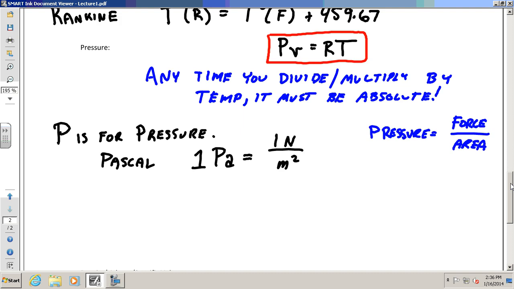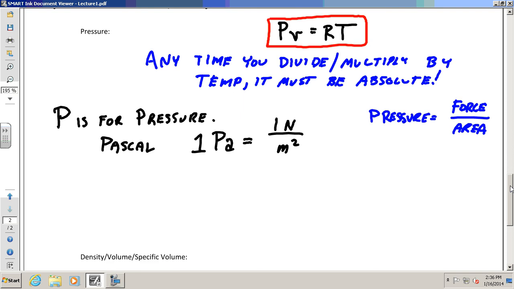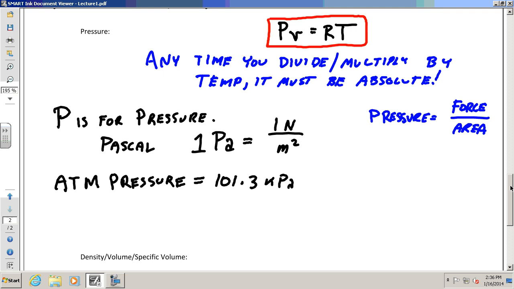But what we're going to be dealing with mainly is kilopascals. In fact, the key thing you need to remember is atmospheric pressure. And again, here's another one of those things that you frankly ought to just memorize. It's not worth not memorizing. Atmospheric pressure at sea level we define as about 101.3 kPa. 100 kilopascals, so that's 100,000 pascals.